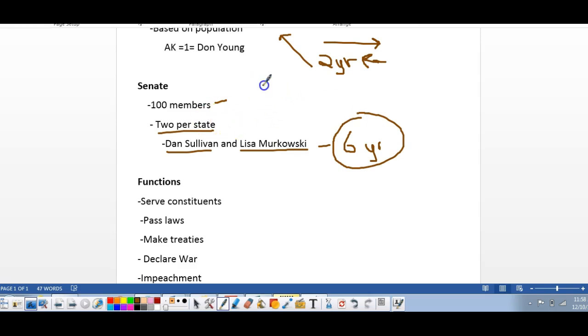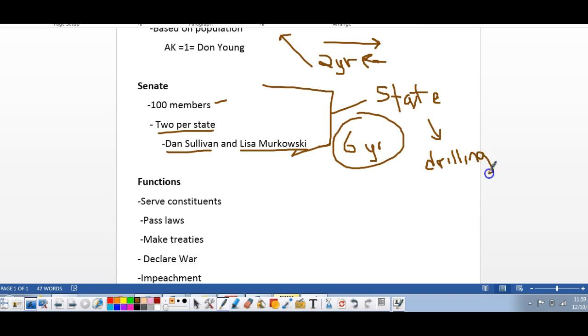Okay, so these guys here, though, these are more the state as a whole. They represent Alaska, not each individual, but the state as a whole. So if there's something like drilling for oil in the Arctic Wildlife Refuge, that's an idea that affects the whole state. So he kind of deals with that, or she kind of deals with that.